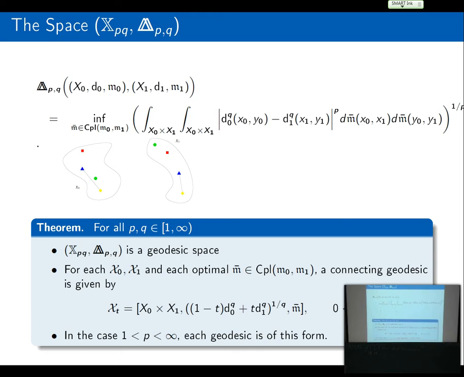What is a geodesic? Geodesics in my talk are always global minimizers of a distance. I don't have other stuff. Every geodesic always means distance minimizing on the whole domain of definition. And so this will be a geodesic. And if P is strictly between 1 and infinity, each geodesic looks like that, where the only freedom is the choice of an optimal coupling, which might be unique depending on the marginals and might be non-unique.